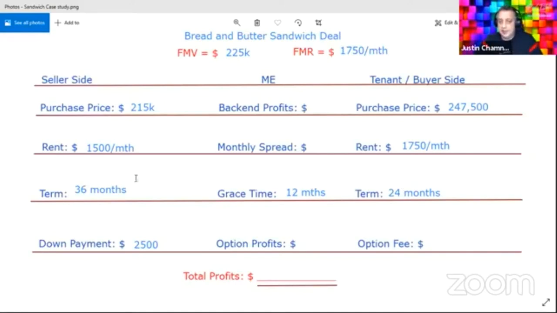So I've got 36 months. The tenant buyer has 24 months. If he comes up to 24 months and he needs a few extra months, hey, no problem. I've got 12 months to play around here. If my tenant buyer moves out in the first year, then I've got 2 years left. I could still replace him and do this deal all over again.